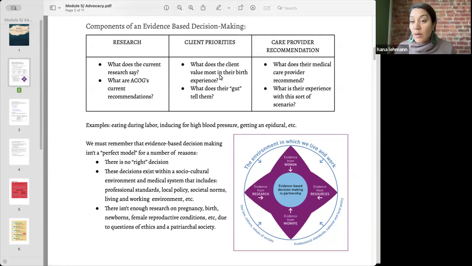And then finally, the care provider recommendation. So, what does their medical care provider recommend? What is their experience with this sort of scenario? Talk through it. Should be a conversation, right? So there's three pillars, right?